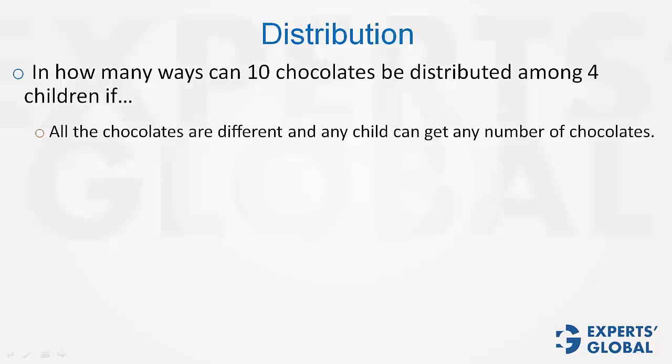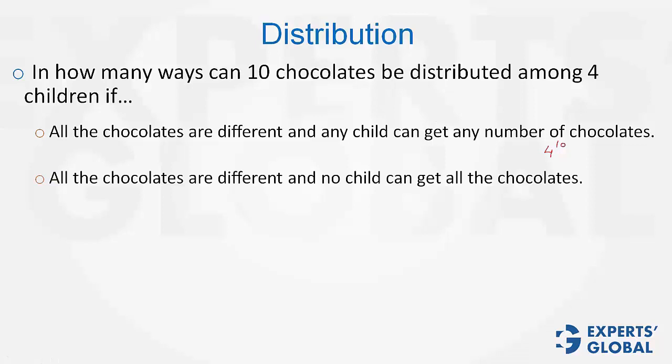Second chocolate also has 4 choices. Likewise, in effect, every chocolate has 4 choices. Thus, the number of ways the distribution can be done, therefore, is 4 to the power of 10. This was straightforward. Look at the second one. All chocolates are different, and no child can get all the chocolates.